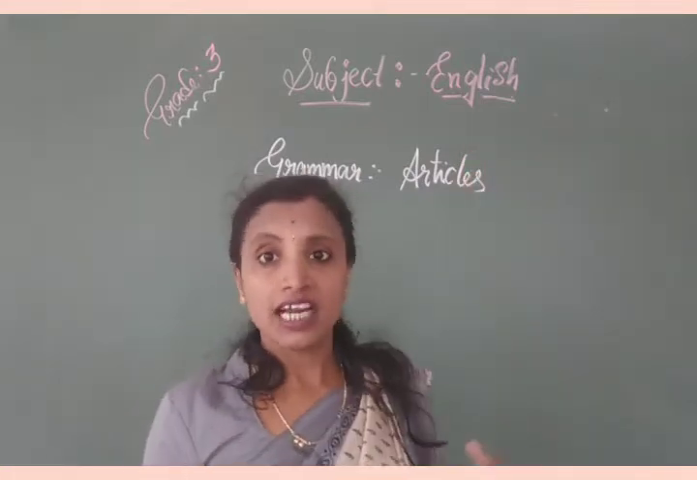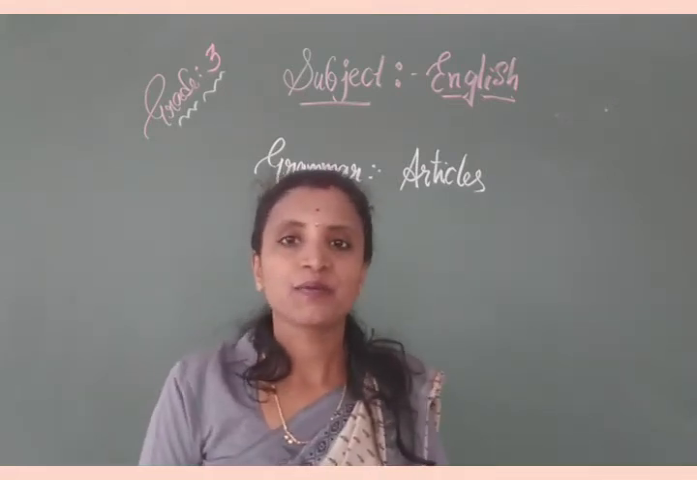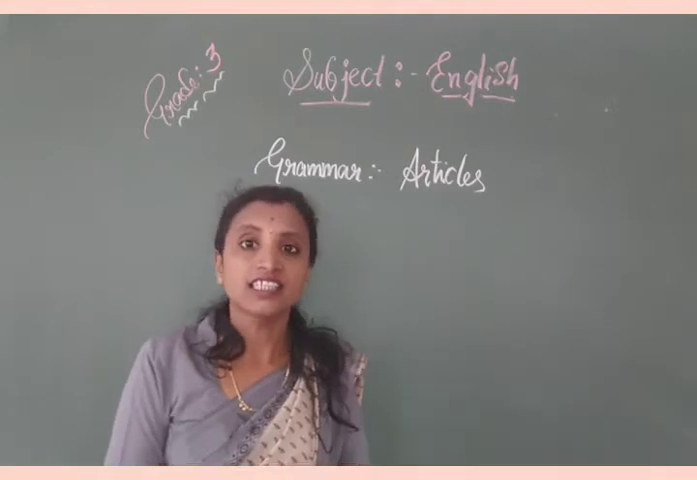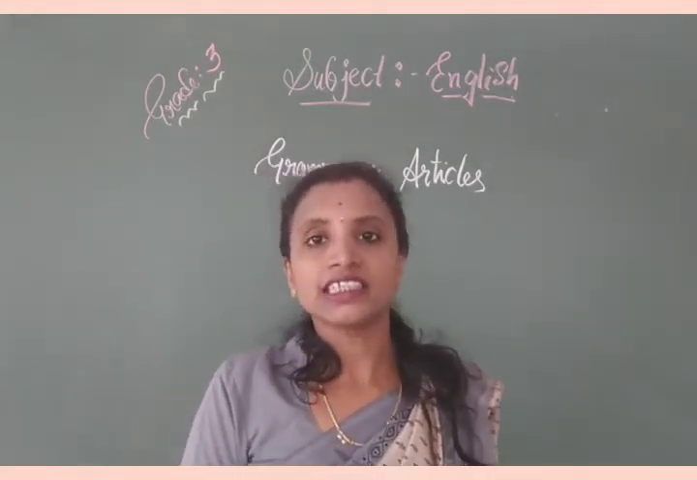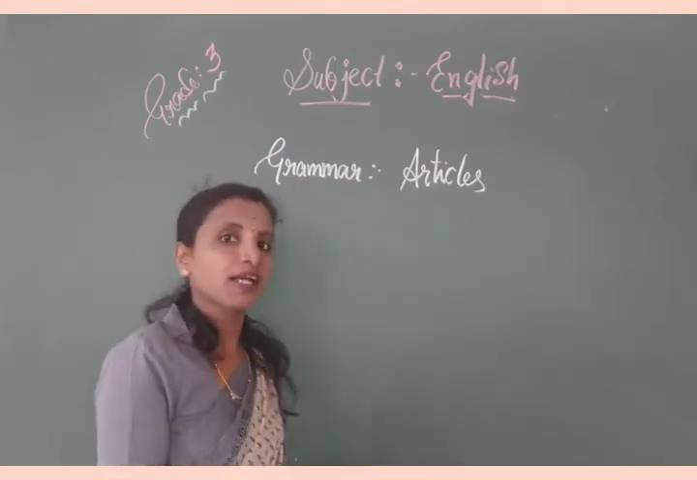Before we start articles, we all know the alphabets, is it? How many alphabets are there in English? Yes, there are 26 letters in English. Okay, can you name them one by one? Come on.